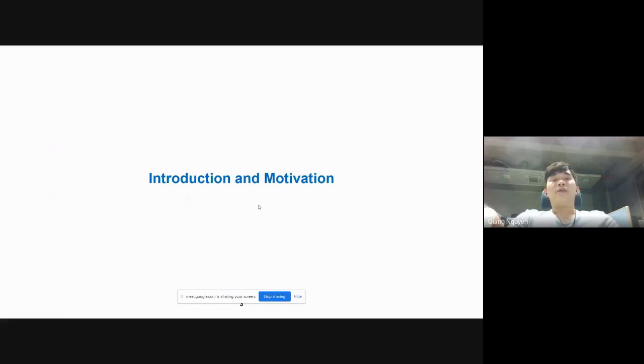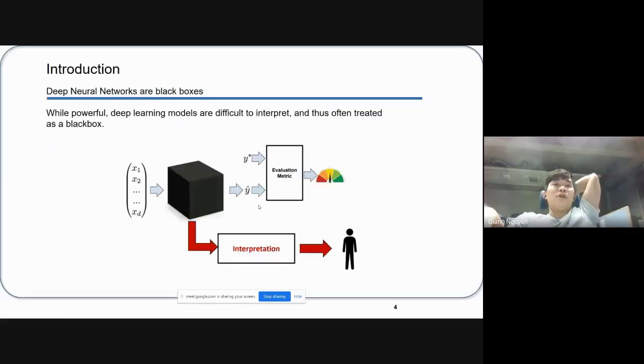Firstly, I will introduce some background and the motivation why I do this research. Firstly, why are powerful deep learning models difficult to interpret? We treat them as a black box. Every time we use a deep learning model, we don't know how it works internally. So we need interpretation to understand how deep learning models work.